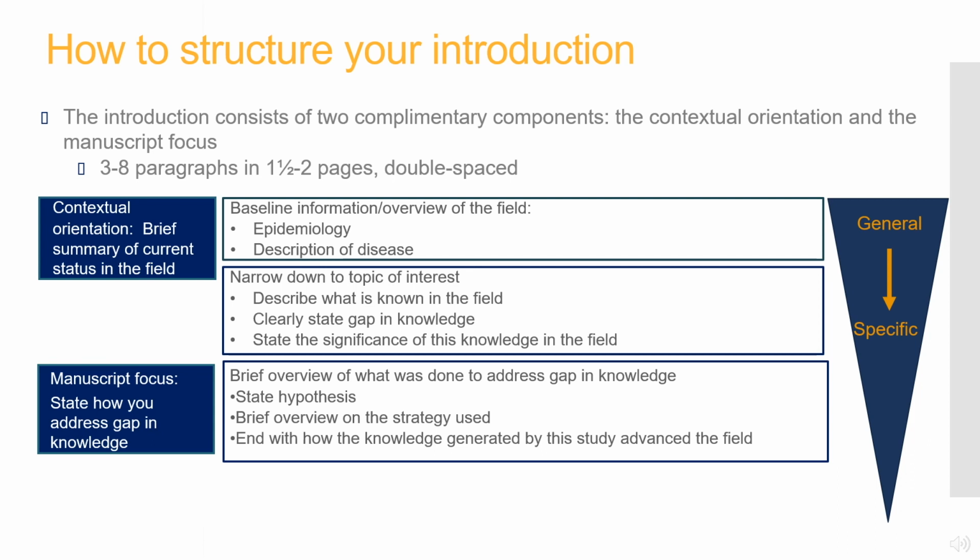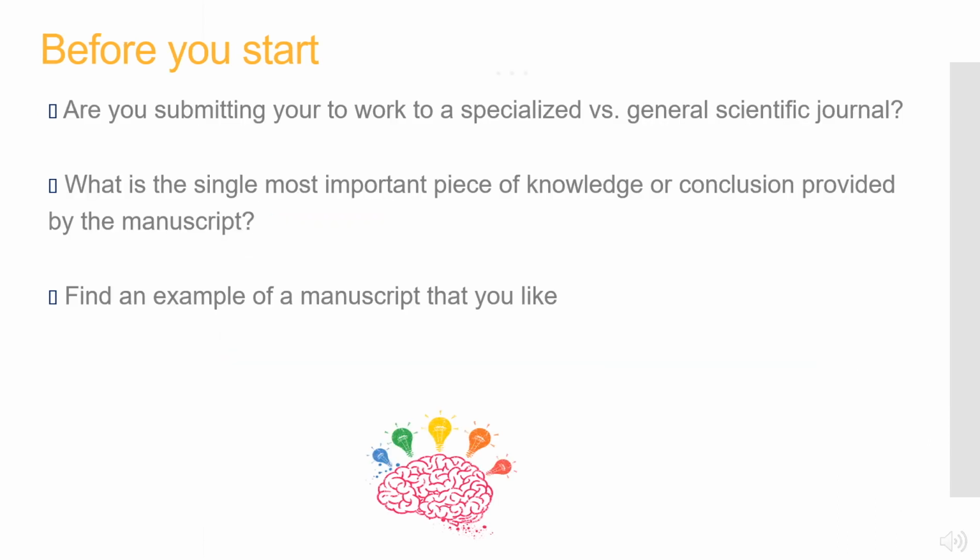overview of your strategy. But before you start writing, you should take into consideration whether you'll be submitting your work to a specialized or a general scientific journal. Introductions for general scientific journals will require that more basic general information be included so that their target readers, who are from diverse scientific backgrounds, will understand your work. Another thing you should consider is what the most important conclusion of your work is. This will help you set the tone for your introduction.